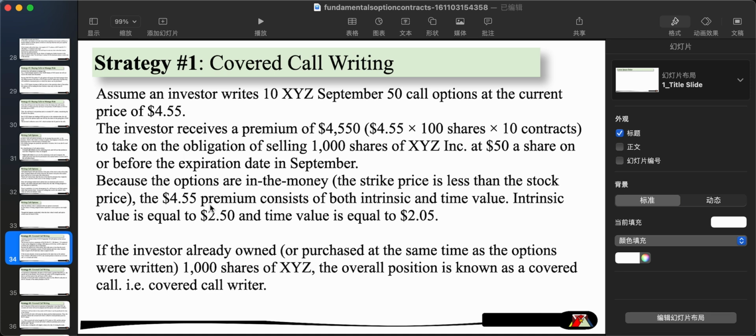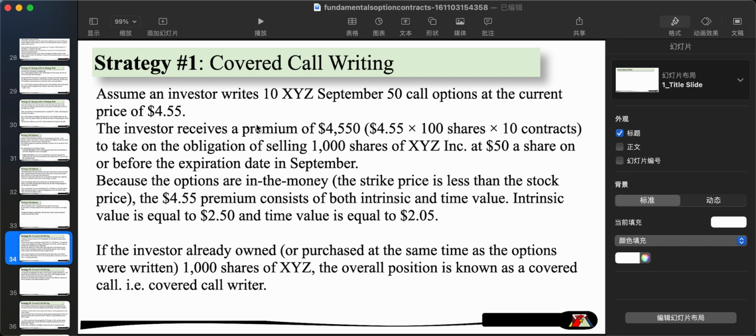So you can perform as a covered call writer. You can perform the first strategy as covered call writing. Assume an investor writes 10 XYZ September 50 call options at the current price of 4.55. The investor receives a premium of $4,550, which is 4.55 times 100 shares times 10 contracts. So it takes on the obligation of selling 1,000 shares of XYZ Inc. at $50 a share on or before the expiration date in December.